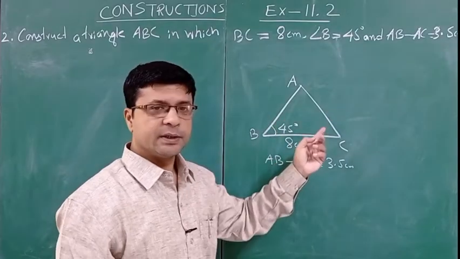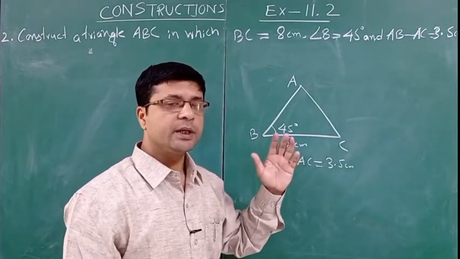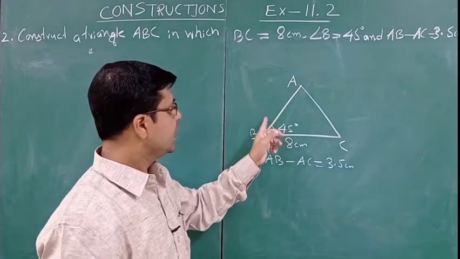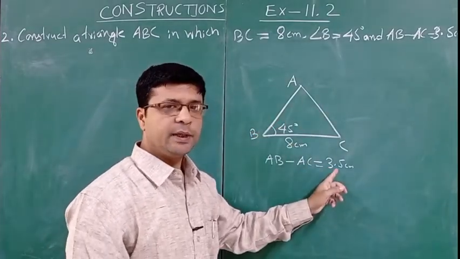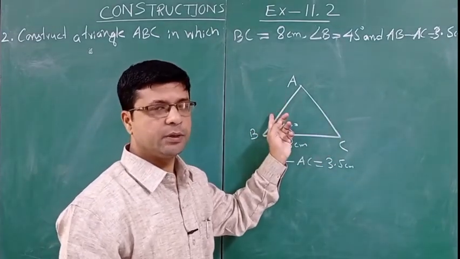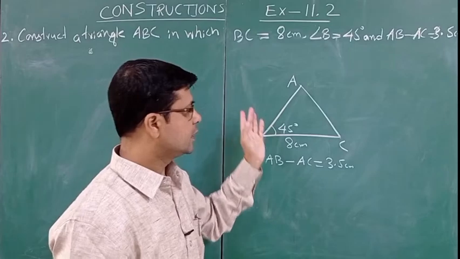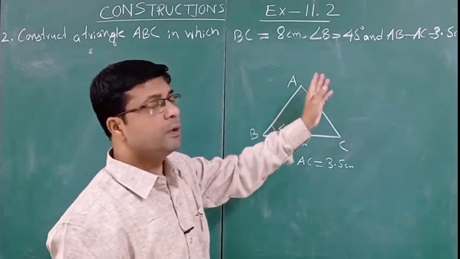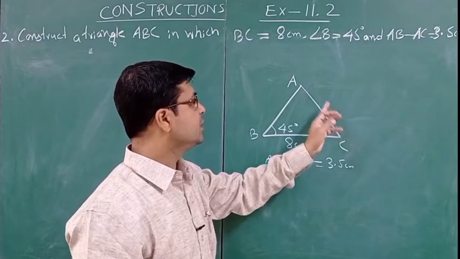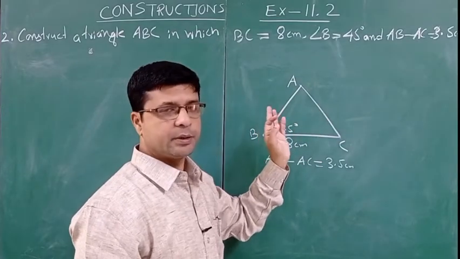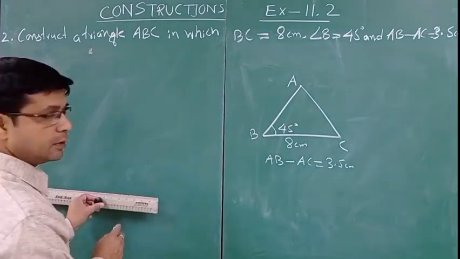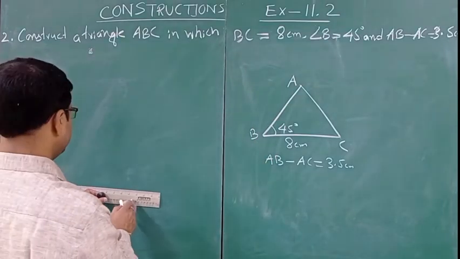Now in case of difference of two sides we can get it in two ways. In one case, this is the first case of difference, AB minus AC is 3.5. In another case we may get AC minus AB, that will be in question number 3, which we shall do after this question. So you have to be careful which minus which one, that is AB minus AC or AC minus AB. This question is based on AB minus AC. So let us draw BC equal to 8 cm at first. Dear students, here let us construct BC equal to 8 cm.